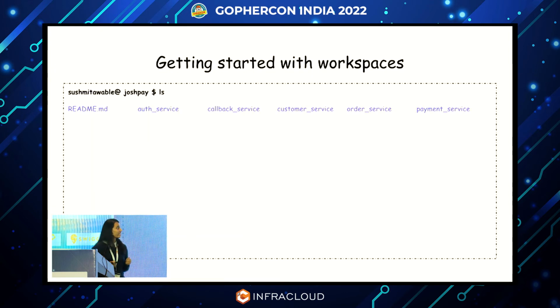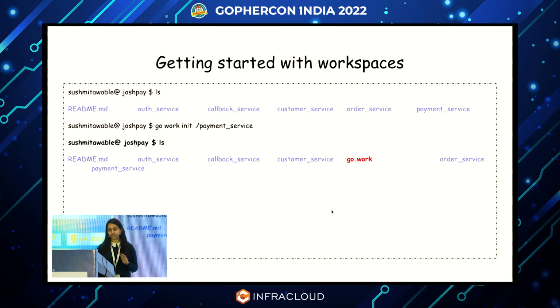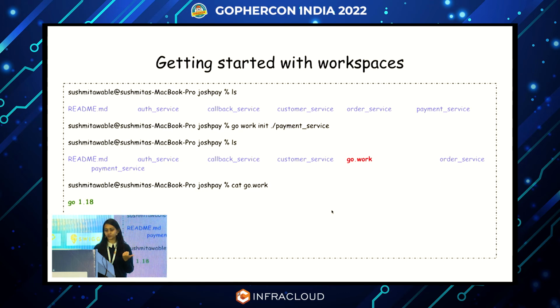Okay, so let's revise how we get started with the workspace. First, let's list all the directories so you can see all the services. Then we initialize the workspace with go work init and the module which we are going to test. Let's list the files again. Here you can see the go.work file was created. But what exactly does this go.work file contain? Let's see that using the cat command.